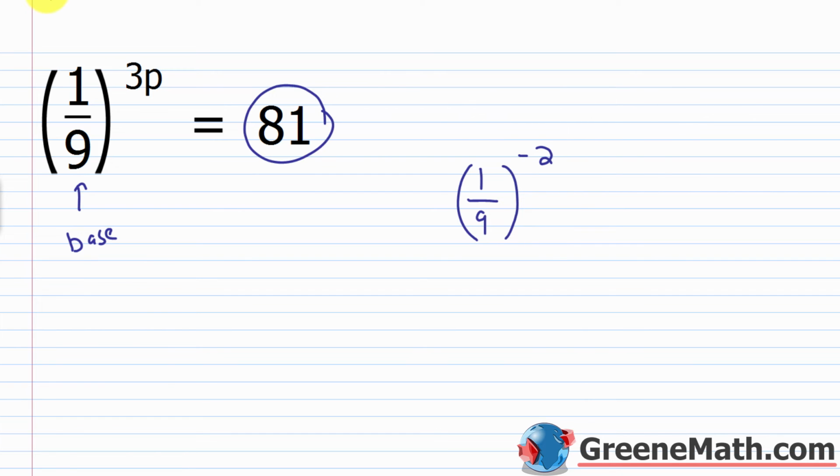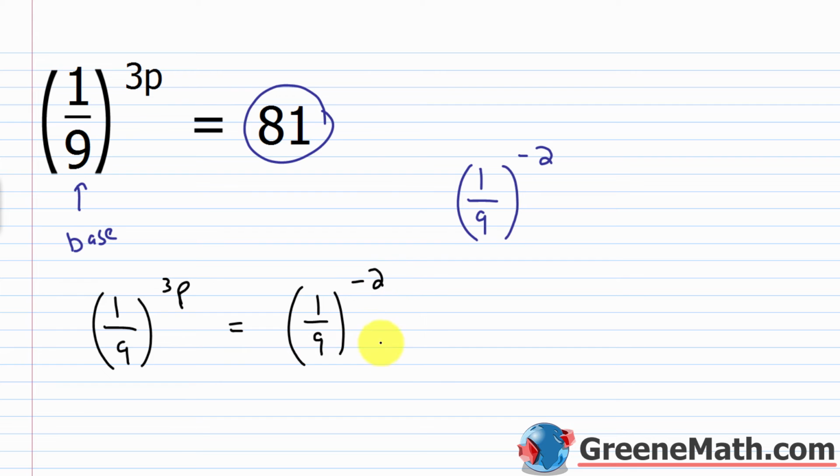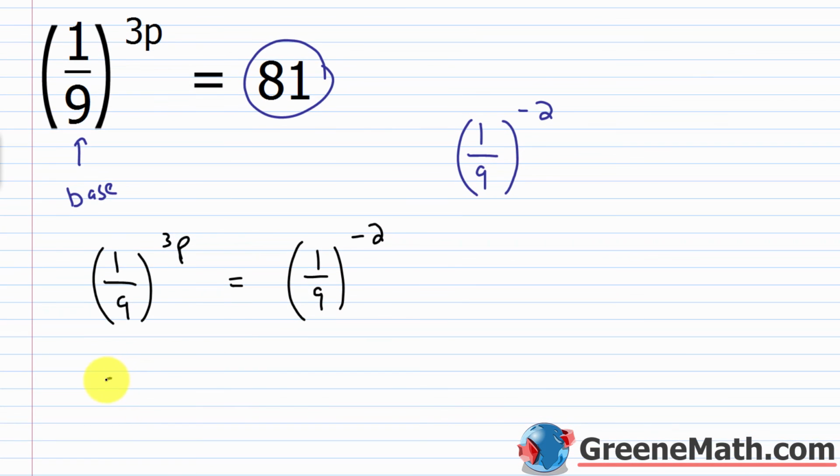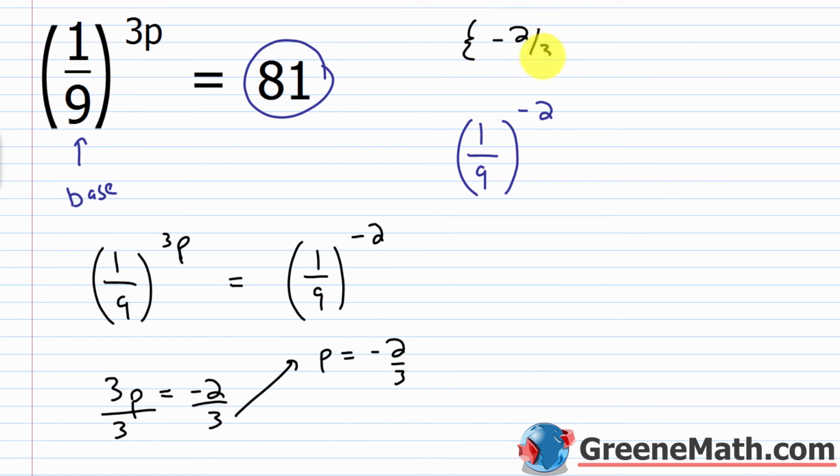So let's rewrite the problem to say it's 1/9 raised to the power of 3p, and this is equal to 1/9 raised to the power of -2. The exponents are simplified, so I could just set them equal to each other. So we'd say 3p is equal to -2. Divide both sides by 3. We'll say that p is equal to -2/3. So our solution set here will just contain -2/3.